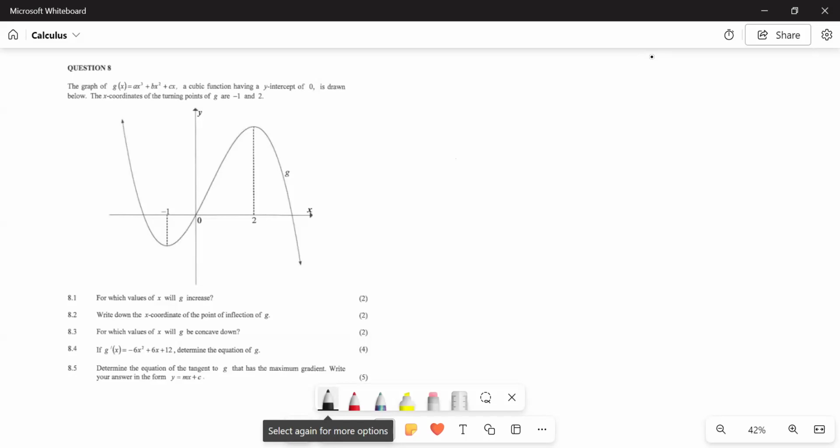Today, guys, we're focusing on cubic functions, how to interpret cubic functions. So, without wasting time, let's just start.